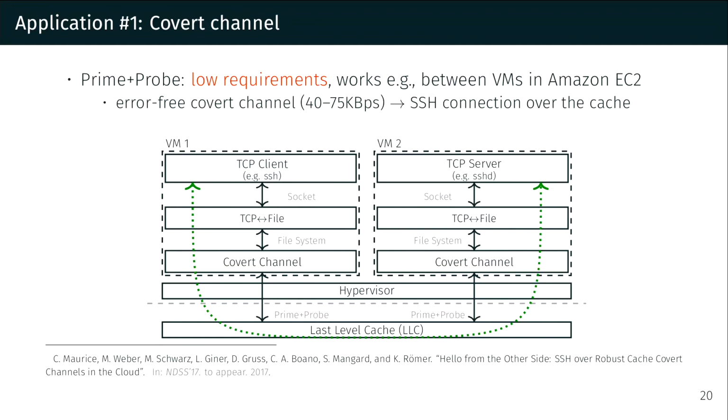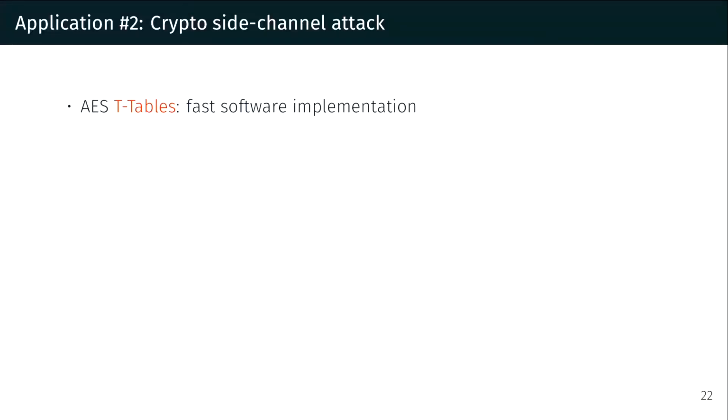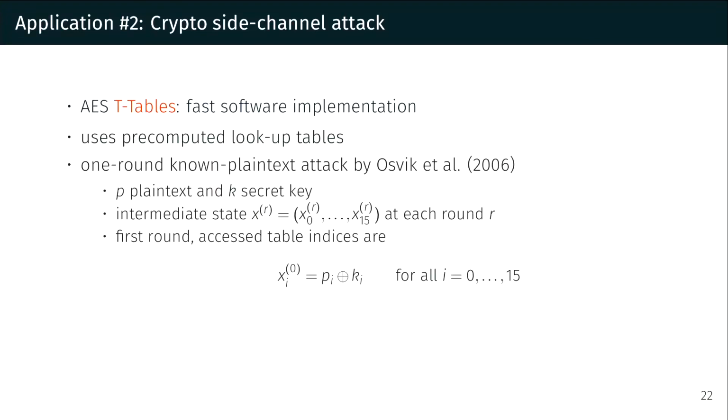And yeah, if you want to have more details about this work in particular, it will be published soon at NDSS. So the second application that we wanted to show you is that we can attack crypto with cache attacks. In particular, we're going to show you an attack on AES, and a special implementation of AES that uses T-tables. That's a fast software implementation because it uses some pre-computed lookup tables. It's known to be vulnerable to side-channel attacks since 2006 by Osvik et al. And it's a one-round known plaintext attack.